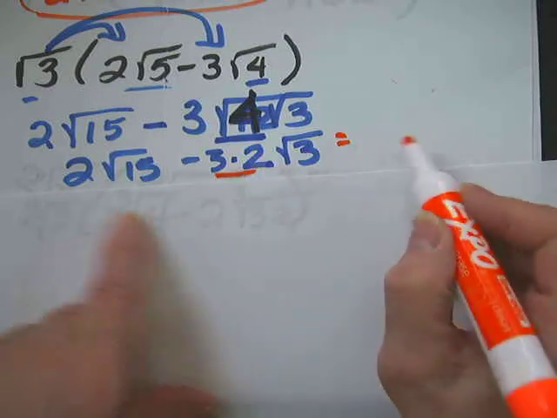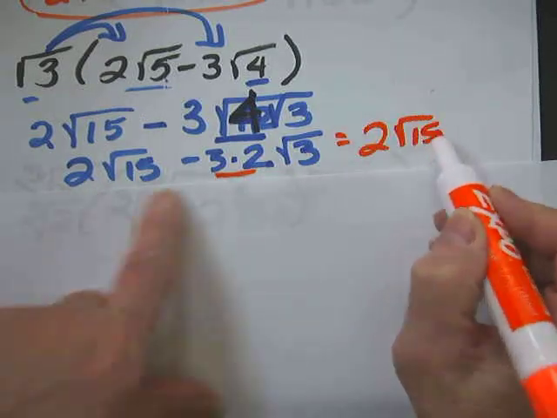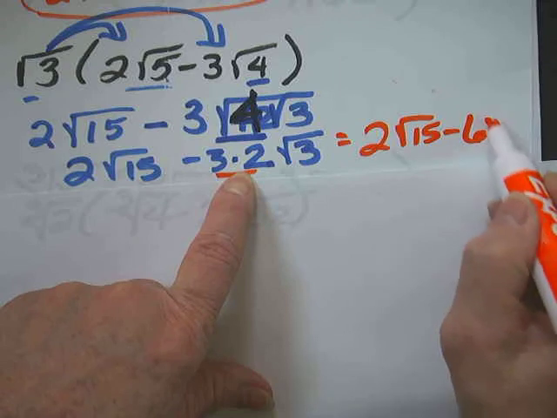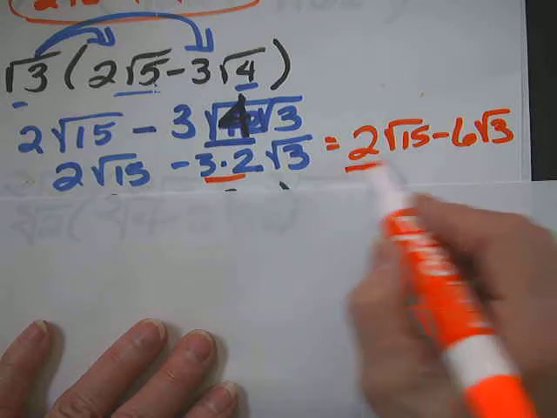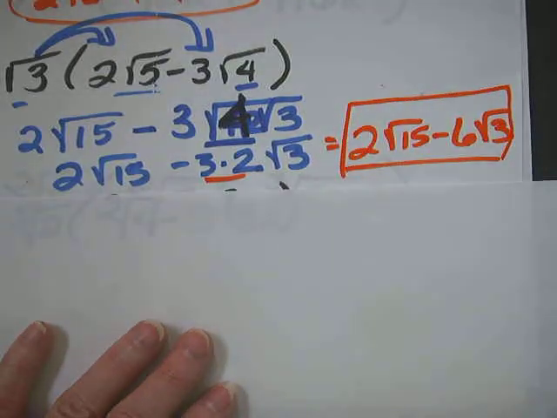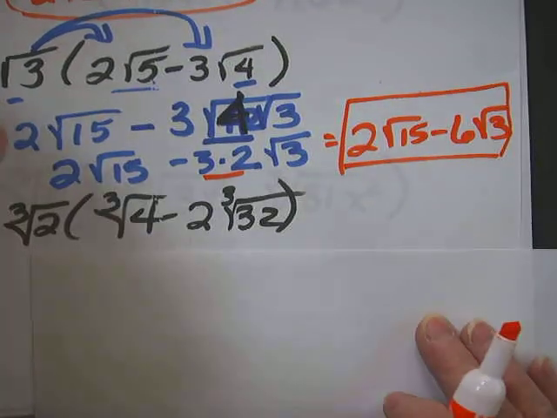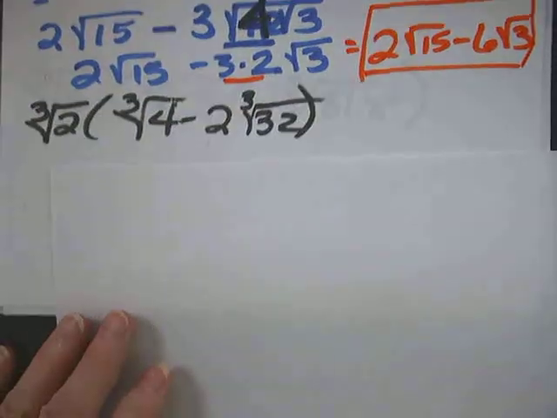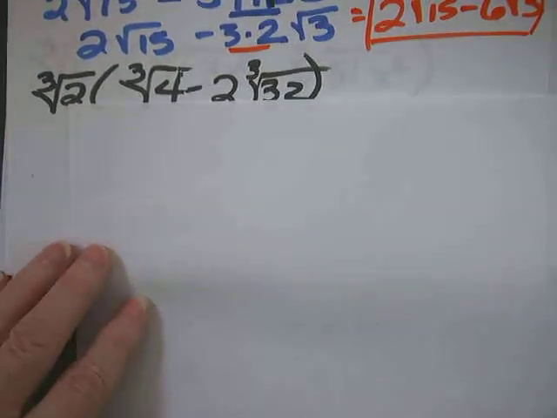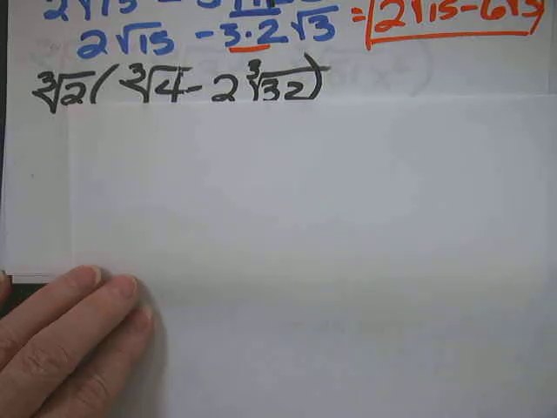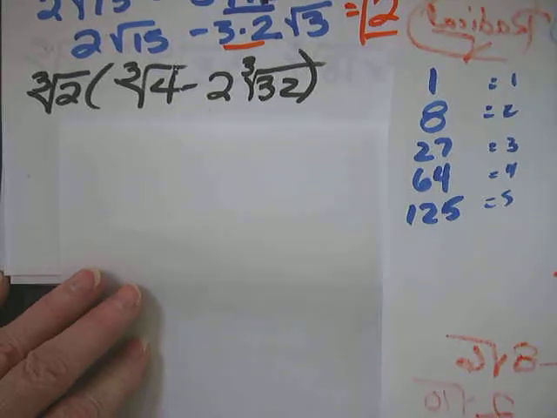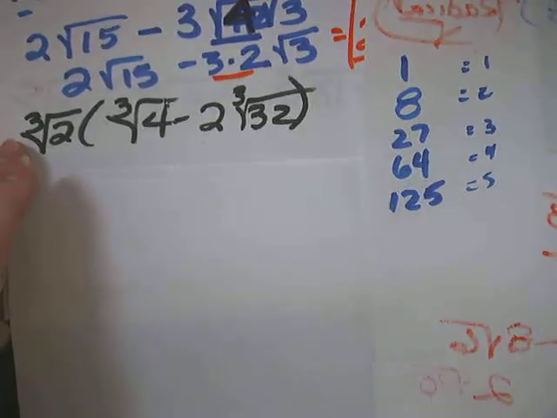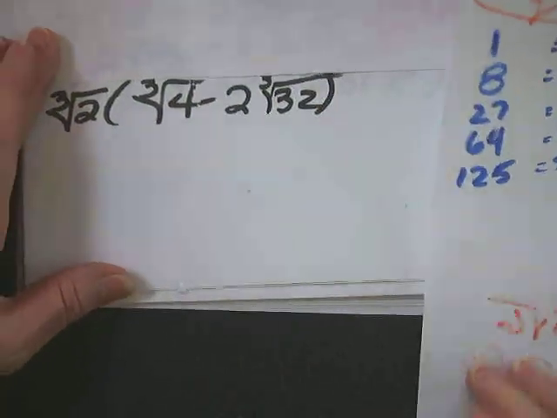This is 3 times 2, square root of 3. This is a 4 in case you can't see it. Made a big mess over here. Okay, so now, can we do anything? Well, we can't combine them, they're not like terms, but we can simplify that. 2 square root of 15 minus 6 square root of 3. And that's as far as we can go on that one.